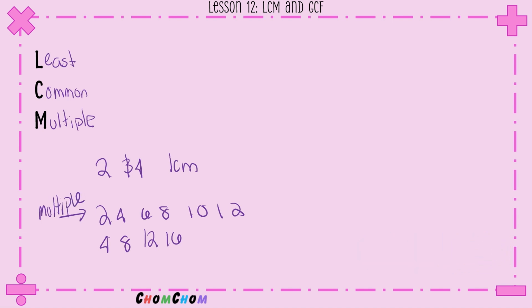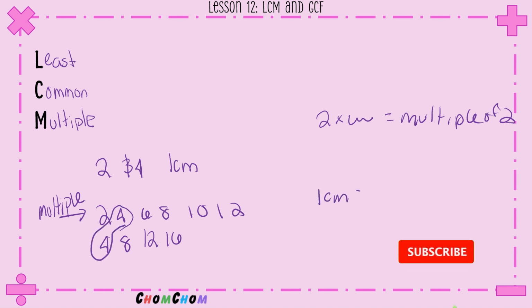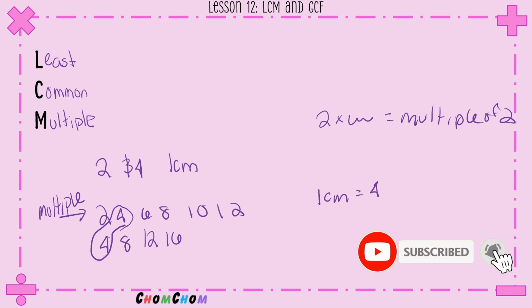So 2 is a multiple of 2, 4 is a multiple of 2. Basically, 2 times something equals a multiple of 2. Okay, so we see, 4 and 4. So the LCM equals 4. The way that I like to memorize LCM, or memorize the idea of it, it's the least common.